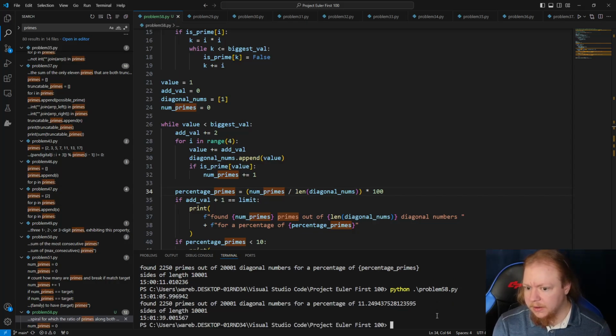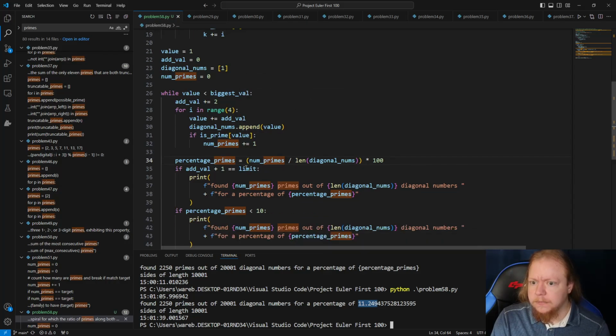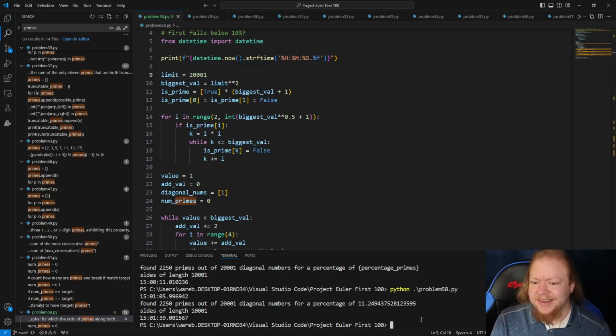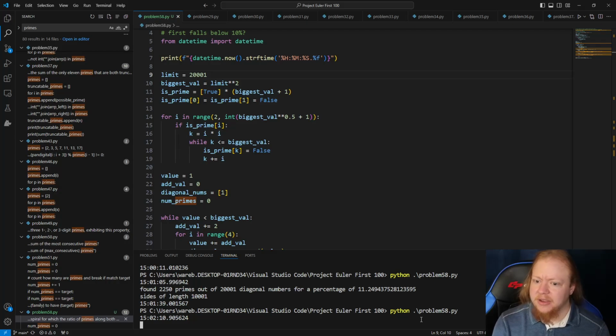Okay. So yeah, we're down to a percentage of 11.25, which is about right. So I don't think we need to bump this limit up by a factor of 10. I'm going to bump it up by a factor of 2, roughly. And let's see if we actually get an answer.